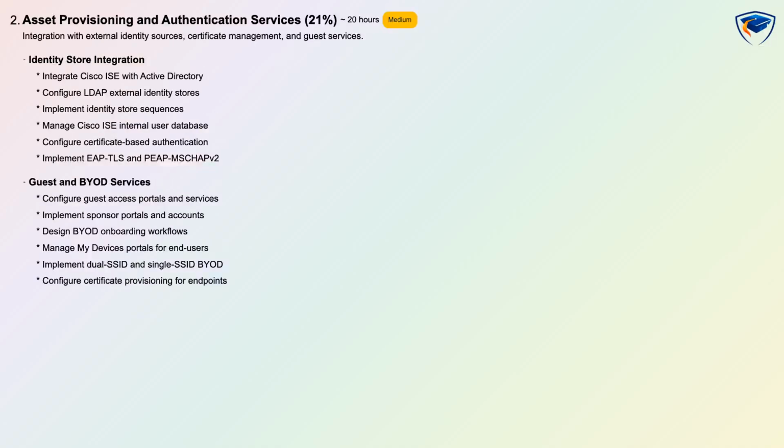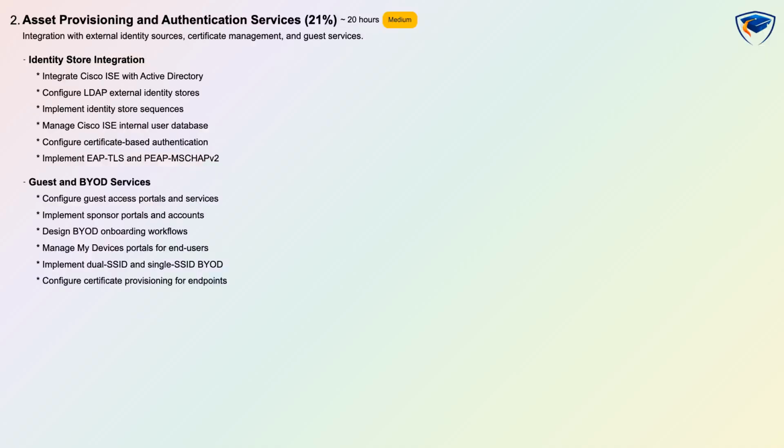Asset provisioning and authentication services is 21%, medium difficulty with about 20 hours of study and conceptual plus scenario-based assessment. This domain teaches integration with external identity sources such as Active Directory and LDAP, how to construct identity store sequences, and how to manage the internal ISE user database.